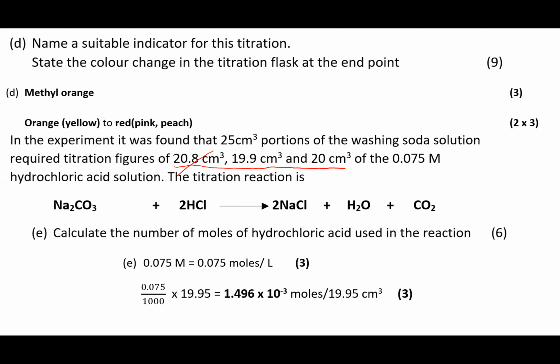So you have your 6 marks there for working that out. You don't have to include the units, just 1.496 by 10 to the minus 3 gets you the marks. And if you didn't have 0.075 moles per liter written out specifically, that doesn't matter as long as you got it from 1,000 down to 19.95. That's the main thing there. Okay.